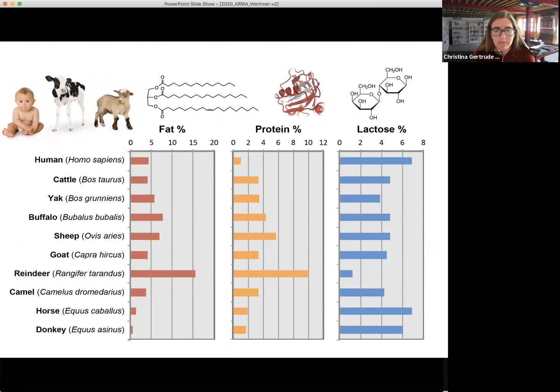And so these different proportions of fat, protein, and lactose are really tailored to the specific mammal and their growth needs. Humans need to grow a very large brain very quickly. Our body growth is slower, whereas other animals need to grow their bodies very quickly. So these nutrient profiles vary across these different species.